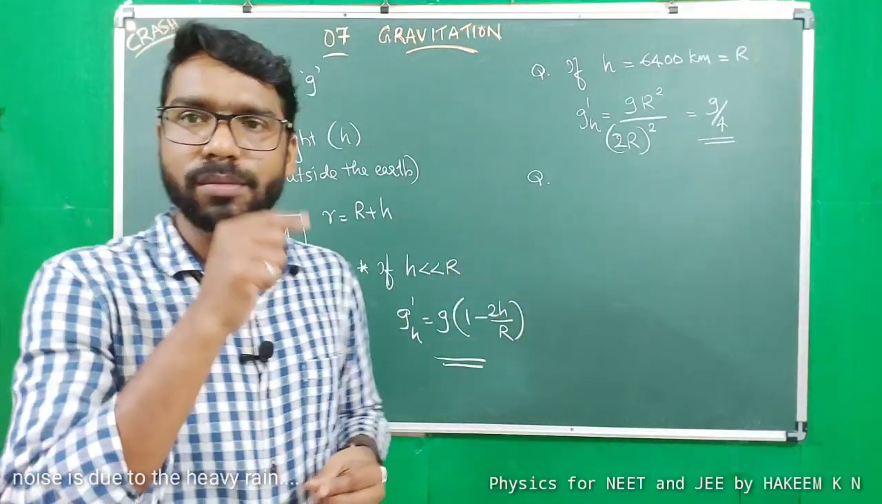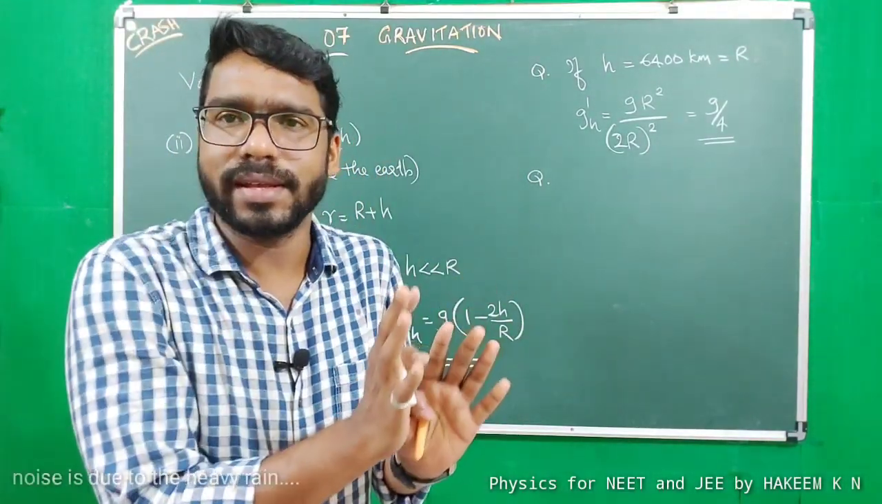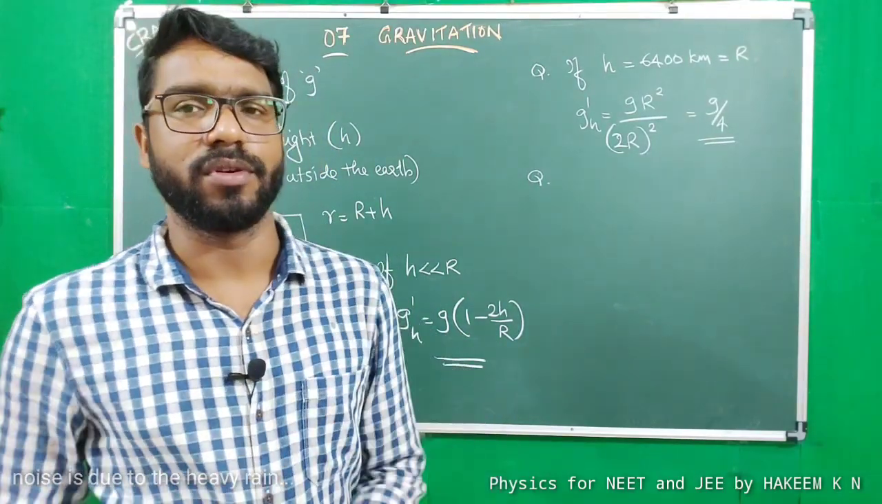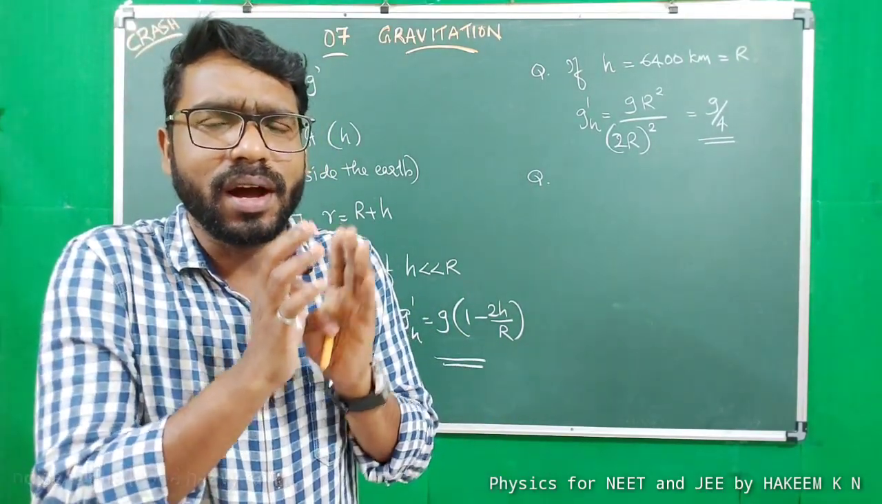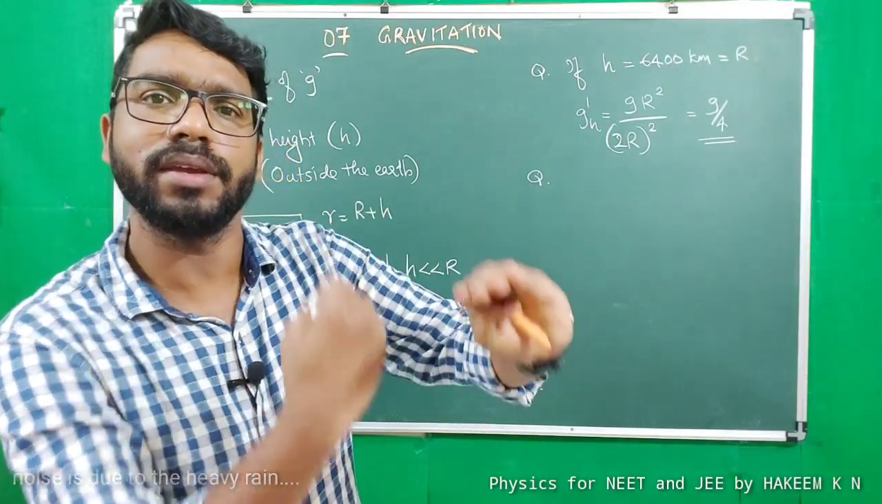Here we can discuss one more question. If height h equals r, then acceleration due to gravity equals g by 4. Then what will be the height when acceleration due to gravity equals g by 2?